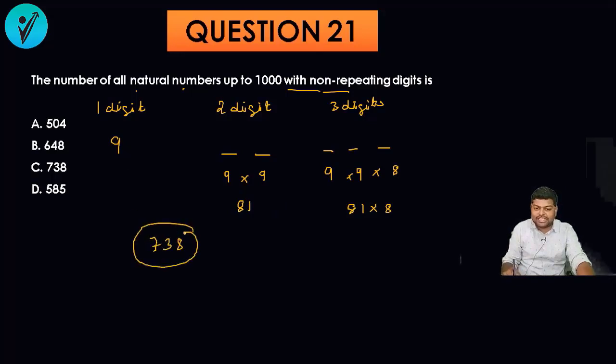So it's a very easy question. मतलब looking at the context of the papers, ठीक है, Question number 21 I will rate as the easiest of all. 738 is the answer.